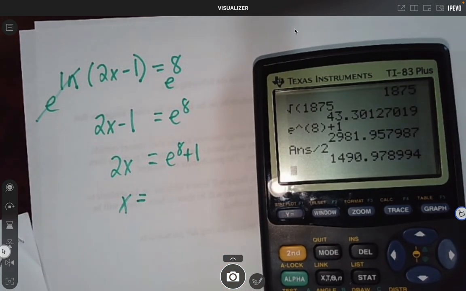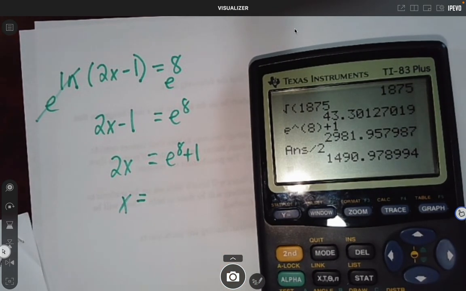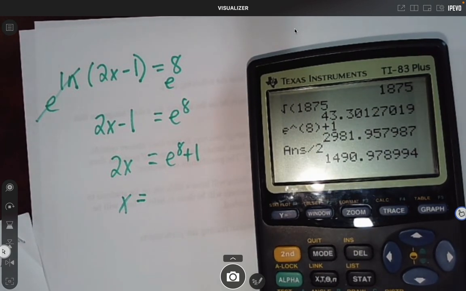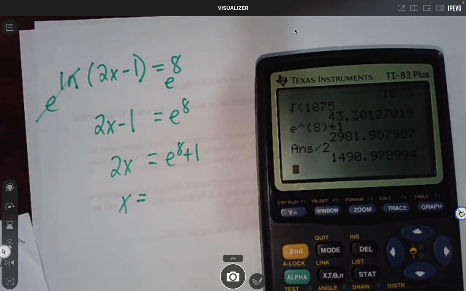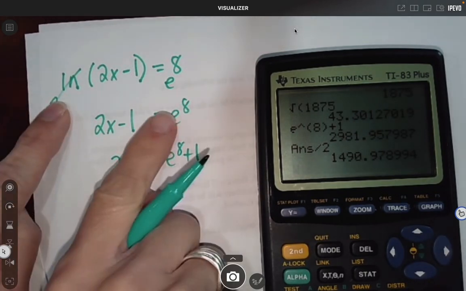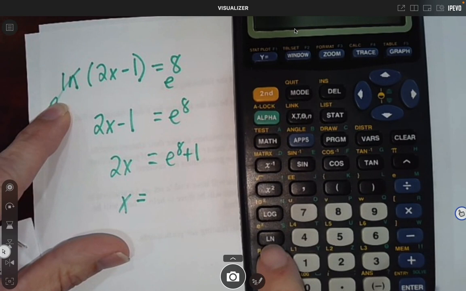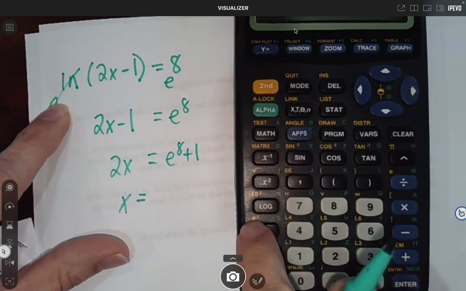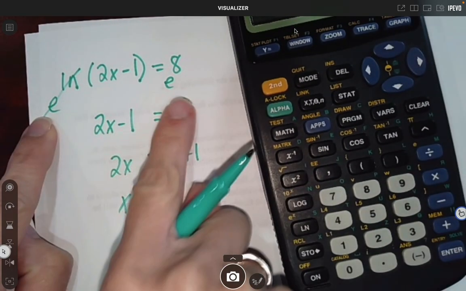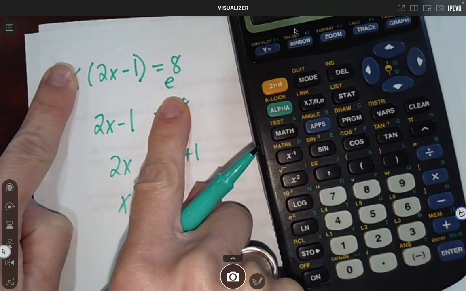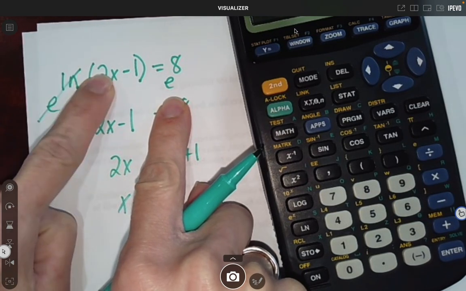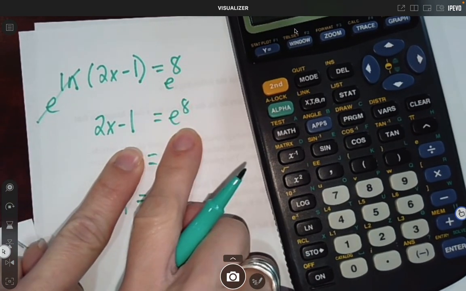And I get 1,490.979. Do y'all see that? 32 is D. Wait, can we do that again? Yes, absolutely. So I can look at my calculator and tell natural log. How to undo that is use base e. So I wrote base e. Those canceled out. Bring down 2x minus 1, and that's just a number.